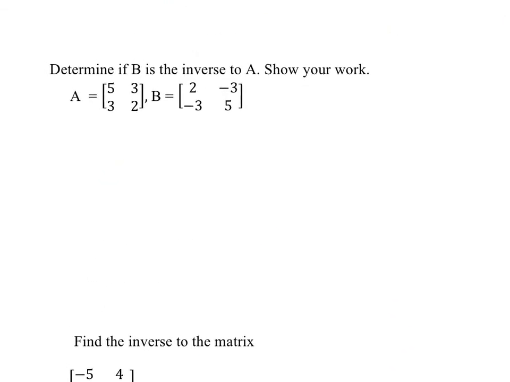All right. Same sorts of things. Now we're talking about inverses. And it says determine if B is the inverse to A. Show all of your work. Well, if you're going to show that something is an inverse, we have to create the identity matrix. I'm going to multiply A times B here, and then I'm going to multiply B times A over here.